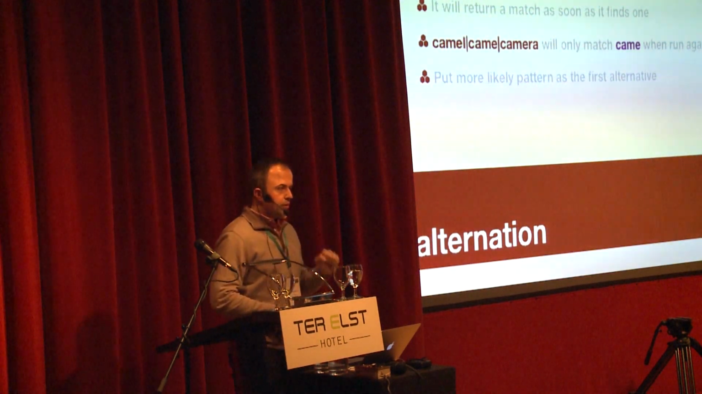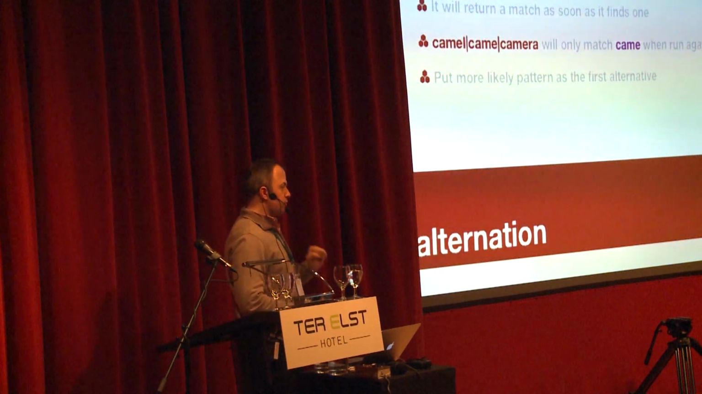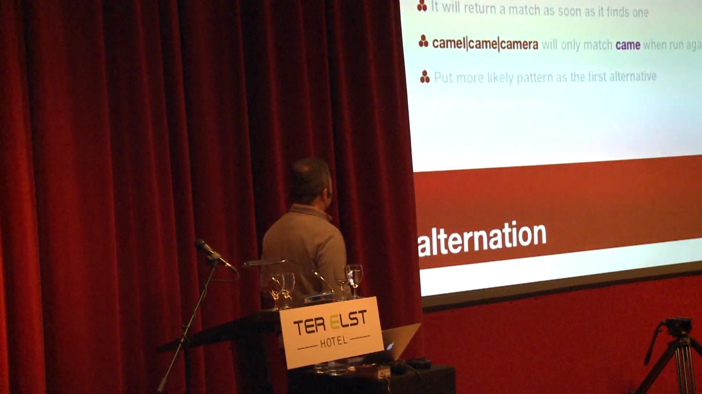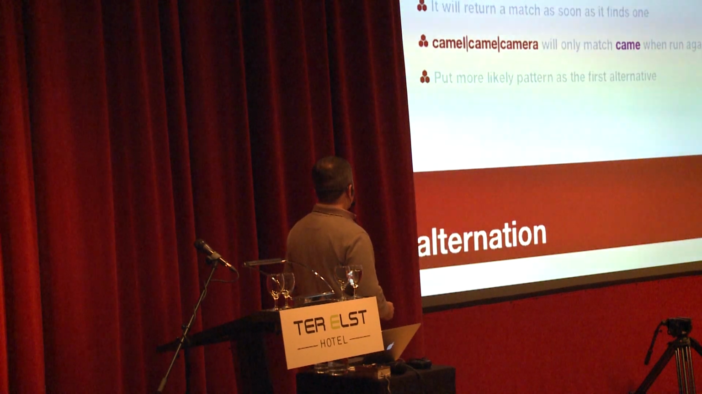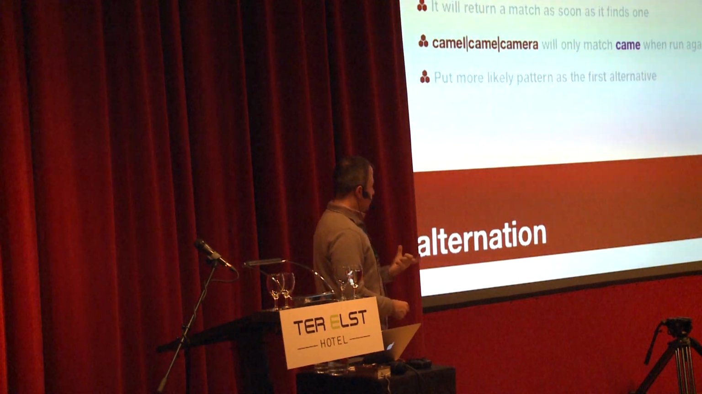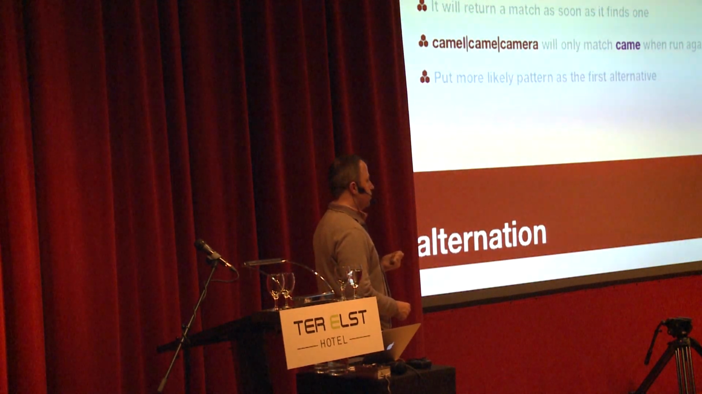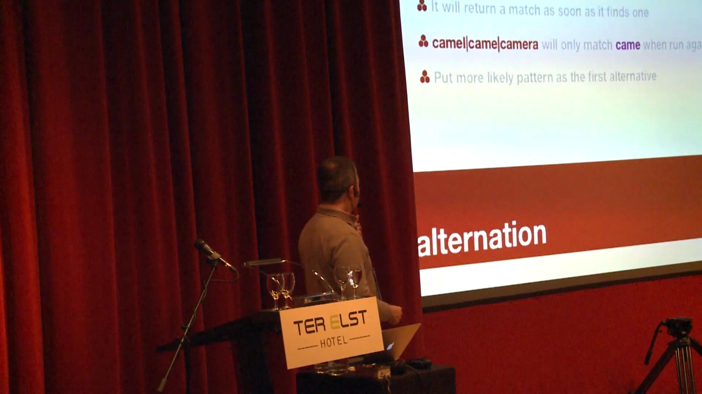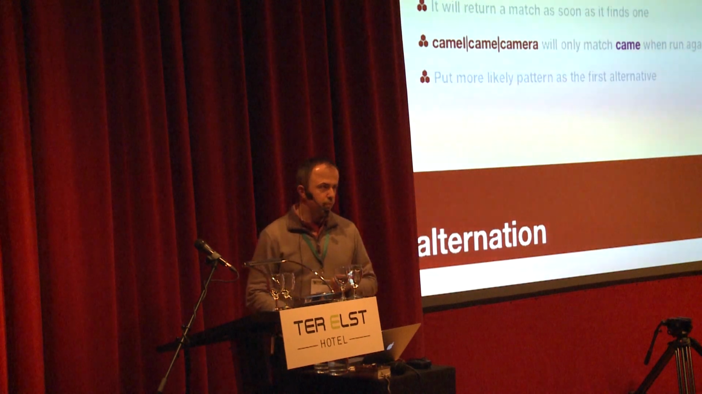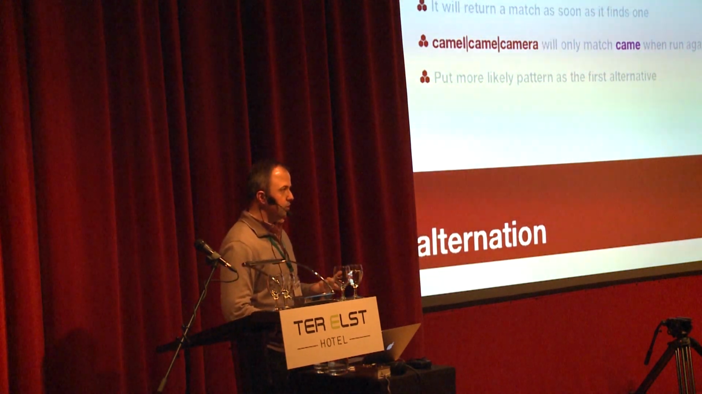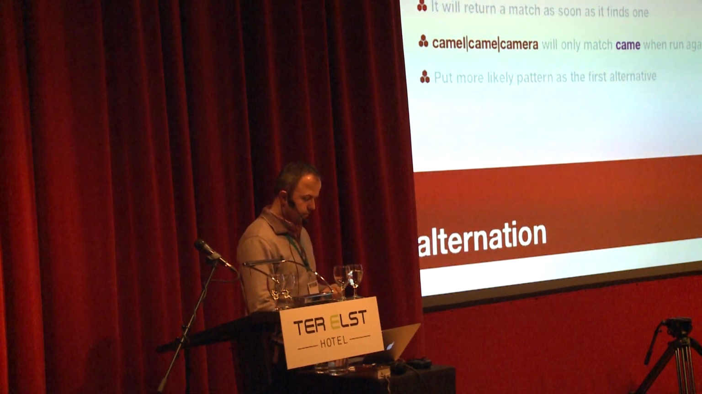And remember that the regular expression engine is eager. It'll try to return a match as soon as possible. So if you have something like camel or came or camera, and you have the string camera, it'll only return came, because that's the first one that occurs on the alternation list. It's the first one it was able to match. It's not going to try for the longer one in this case.